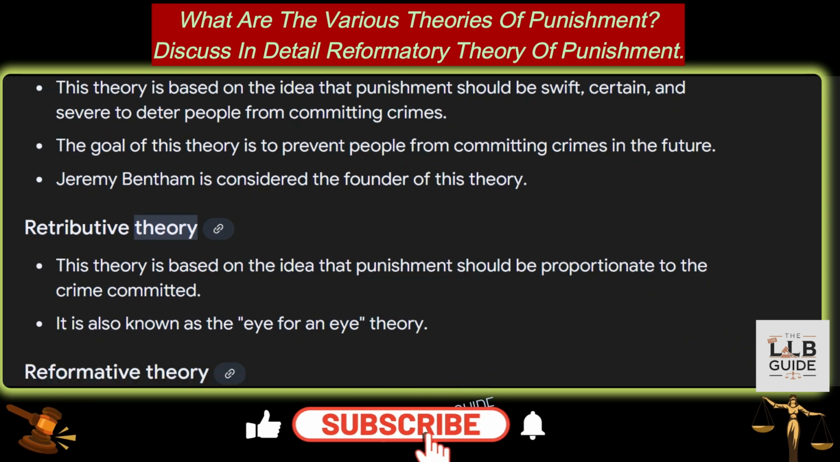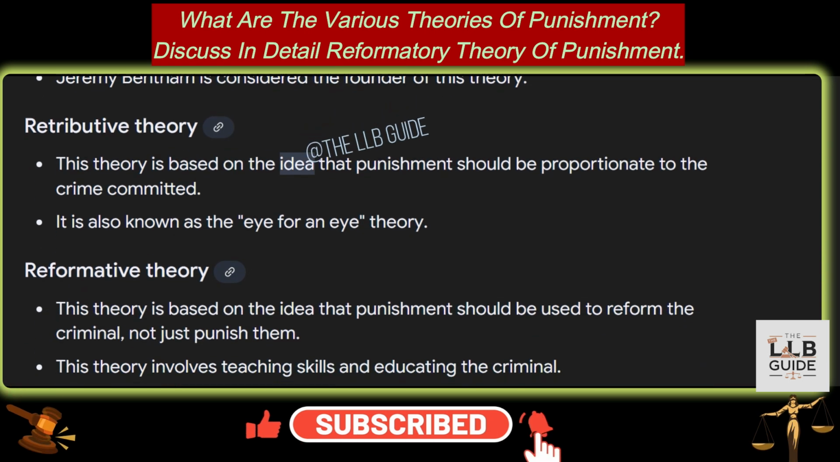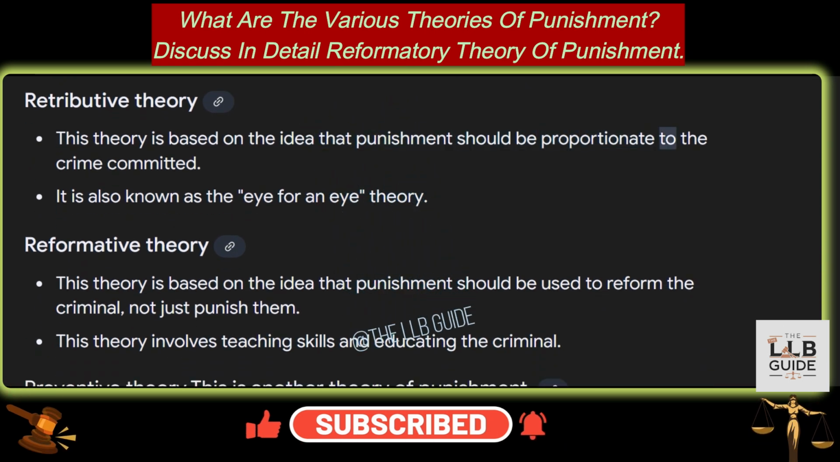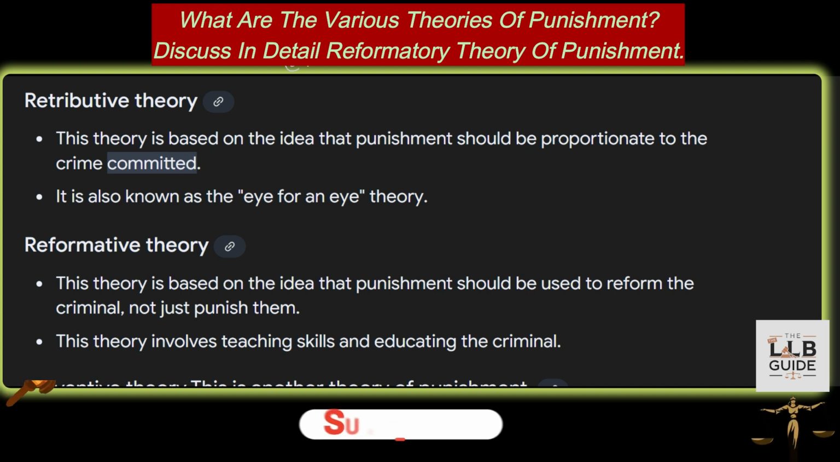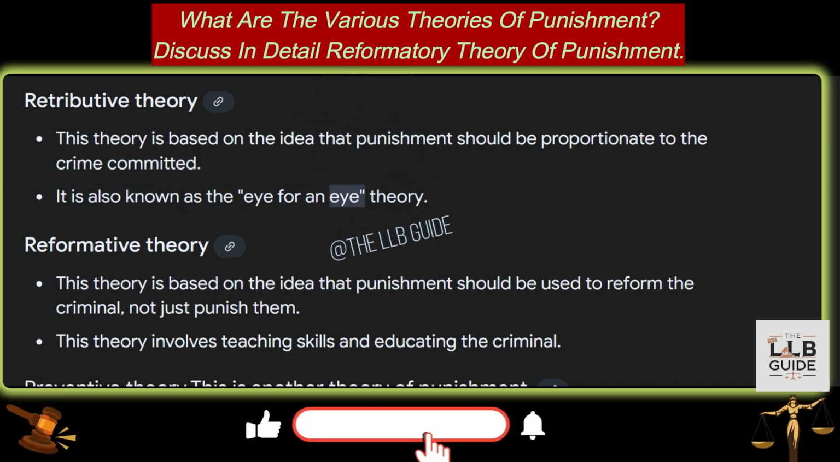Retributive Theory. This theory is based on the idea that punishment should be proportionate to the crime committed. It is also known as the eye for an eye theory.